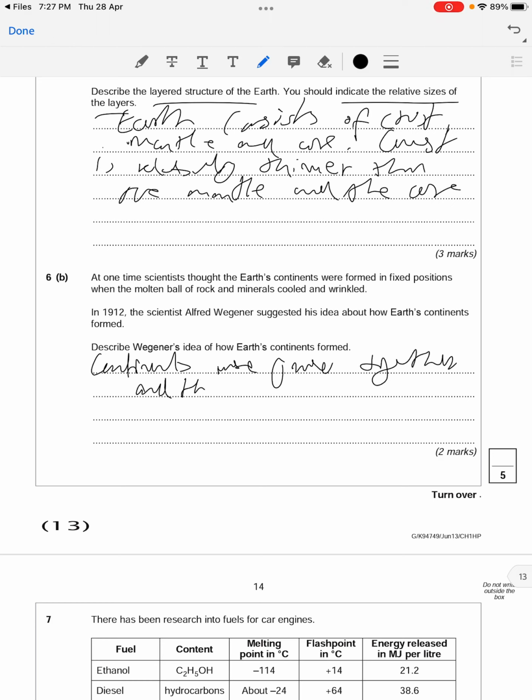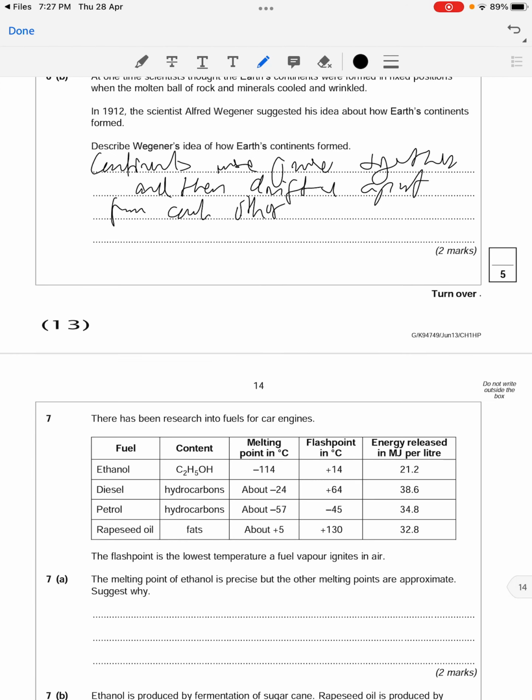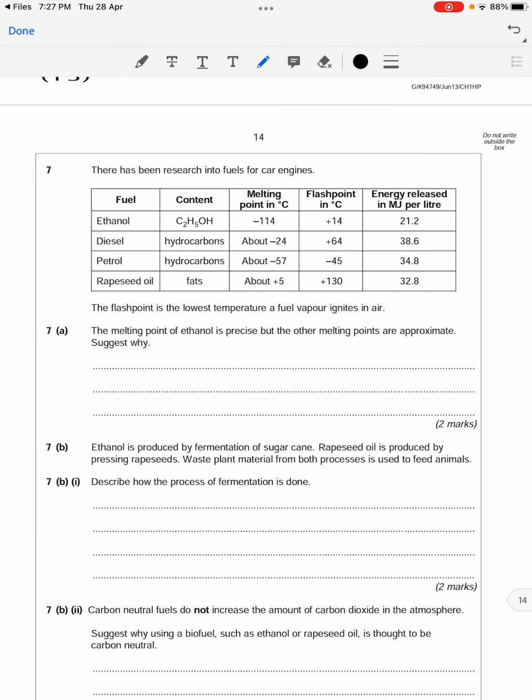And then drifted apart from each other. So your main understanding of Wegener's idea is that the continents were, at first, in the early days, joined together and then they split apart, or moved apart from each other. So they then drifted apart from each other, okay?